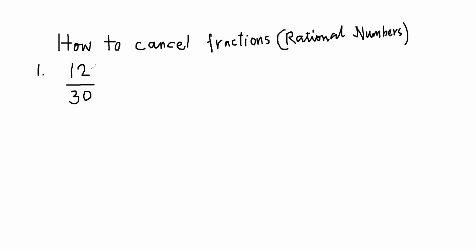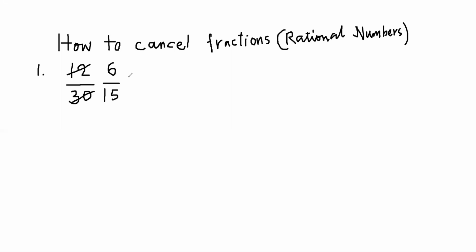So this is 12, so it should be divisible by 2. This is 30, which ends in 0, so that also should be divisible by 2. So if you divide this by 2, you get 6. And if you divide this by 2, you get 15. Now can we go ahead? We can. 6 can be divided by 2, but 15 cannot be.